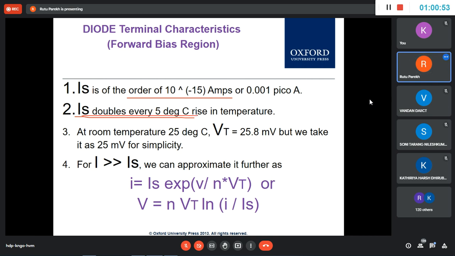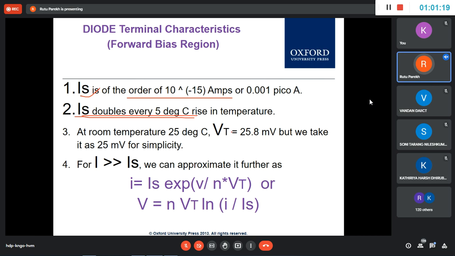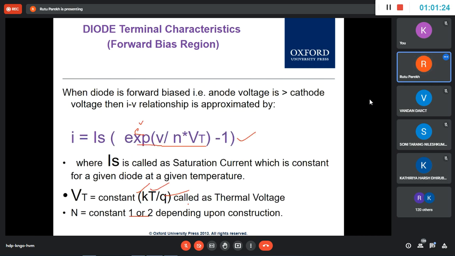This is because of the minority carriers and all, okay? So it will double every 5 degrees rise in temperature. So it is a function of temperature and not a voltage. Okay, that you should understand. And at room temperature, at 25, this Vt term is 25.8 millivolt. Okay, it is constant because k is constant, T is constant, q is constant, right? All these terms are constant.